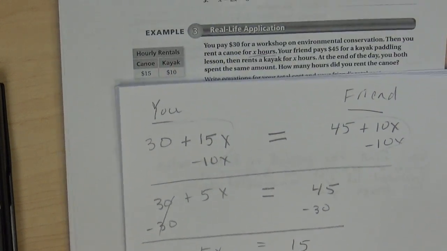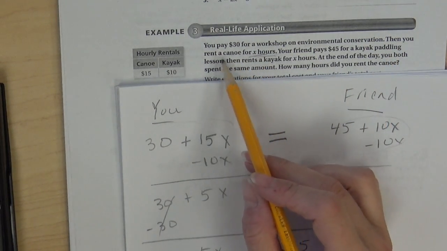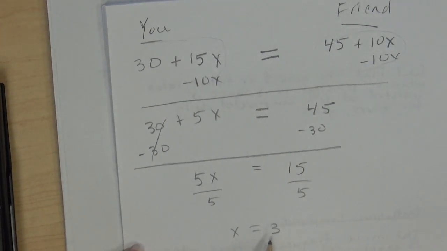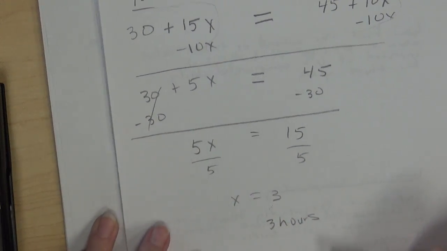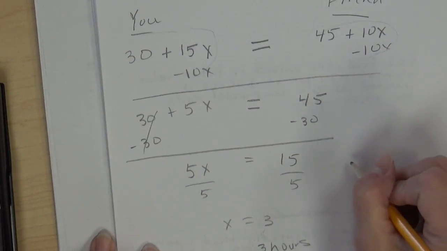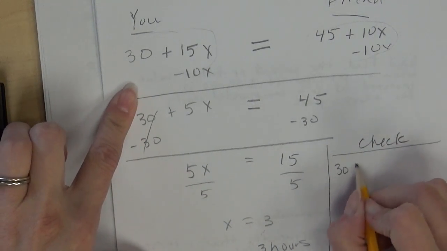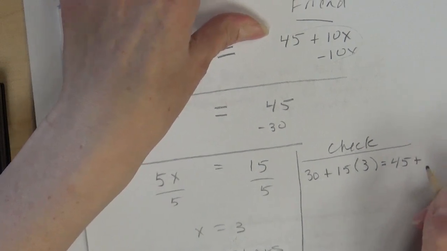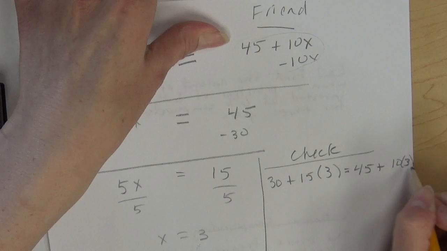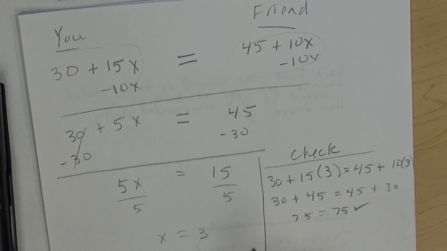Have I answered the question? They wanted to know how many hours did you rent the canoe, and they told us to use x for how many hours we rented the canoe. So that means that we rented it for 3 hours. Now, do we have to check it? It doesn't say to, but I'm going to check anyway. So I'm going to put 3 back into the original equation here for my check. All right, so 30 plus 15 times 3 equals 45 plus 10 times 3. 30 plus 45 equals 45 plus 30. 75 equals 75, so that does check. So my answer is 3 hours.